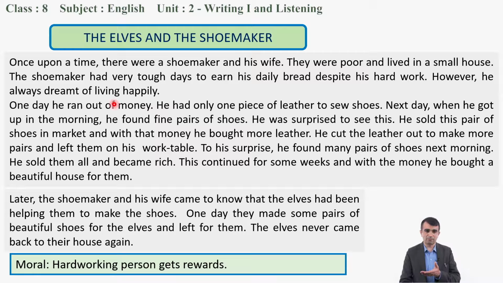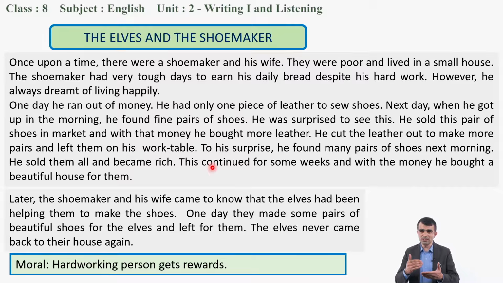Now what happens then? One day he ran out of money. Is it? Climax is there. He ran out of money. Now he had only one piece of leather to sew shoes. Next day, now here detail of the story is given, isn't it?